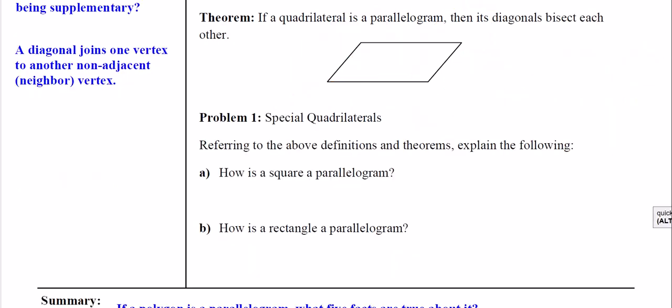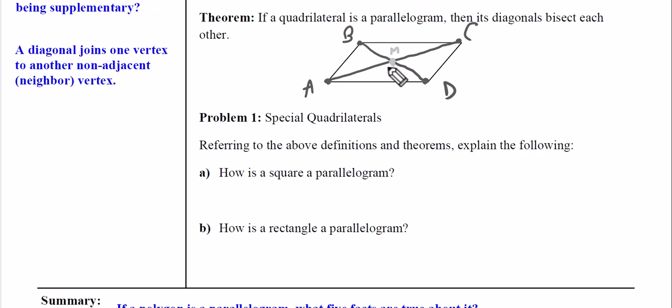This fifth fact is a little trickier. So if we were to draw some diagonals, for example from B to D, and then we drew another diagonal from A to C, then we propose that these two diagonals bisect each other. Now, a lot of things can happen as a result of that. I'm going to put a point where they bisect and call it M.